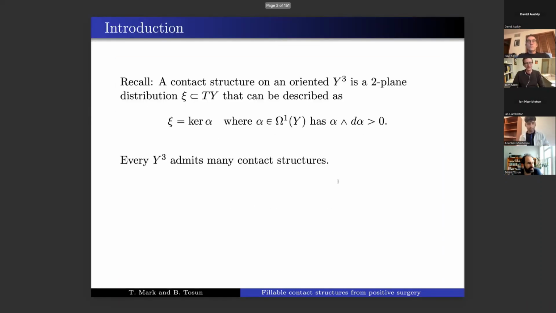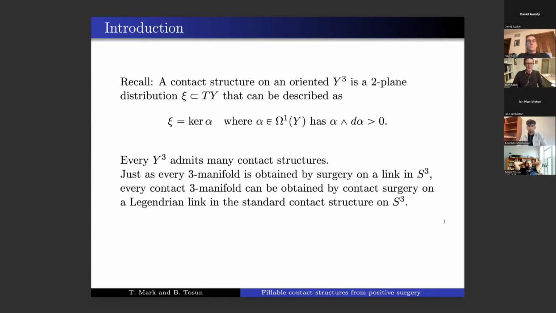Okay, right. So contact structures on three manifolds. One basic fact is that any three manifold has contact structures. And just like the theorem that says that a three manifold can be attained by surgery on a link, there's an analogous theorem about obtaining a contact three manifold by surgery on a Legendrian link from the standard contact structure on S3. So I'll review this a little bit.